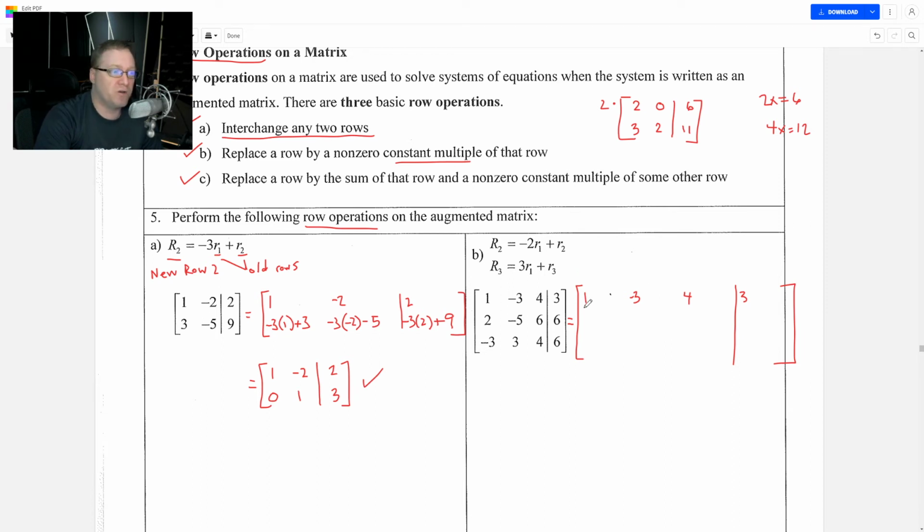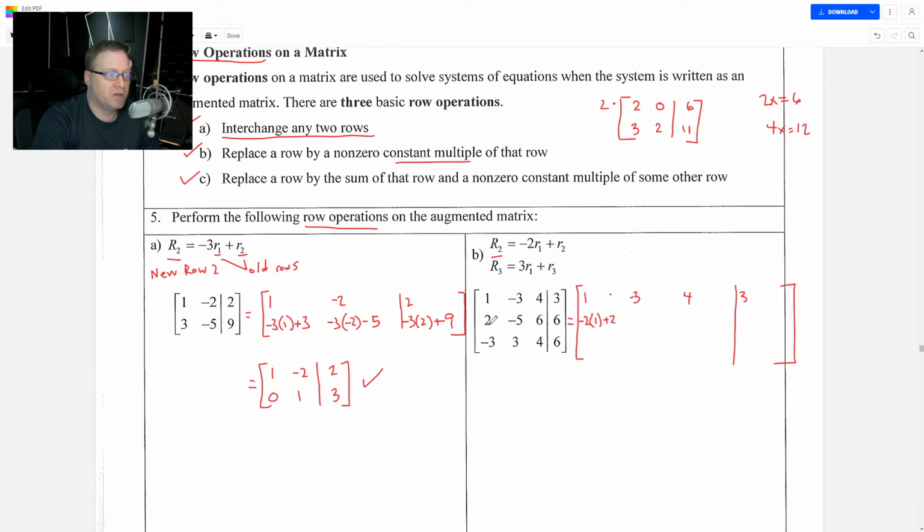But our second row is going to change. We have a new big R2, so that's a new second row. What is our big R2? It's going to be -2 times the old first row. So what's the old first row? 1 times 1. And then plus the old second row, which is this one. So it's going to be plus 2.